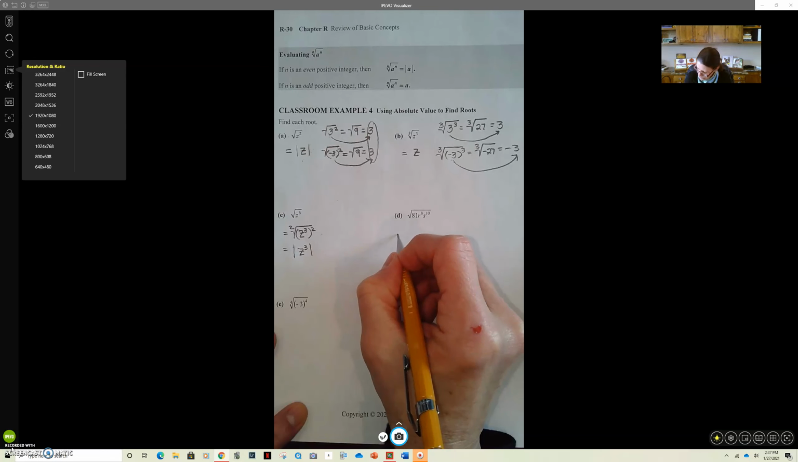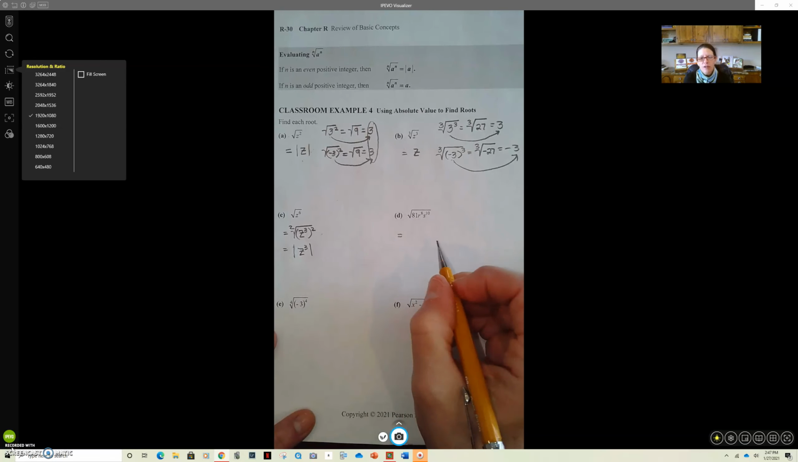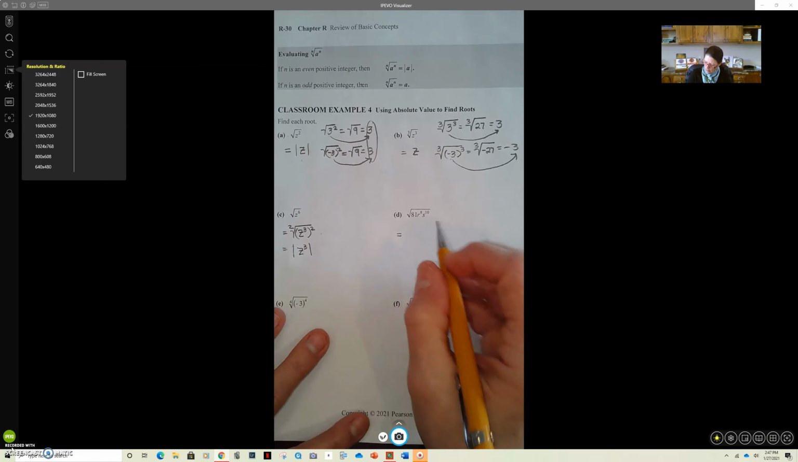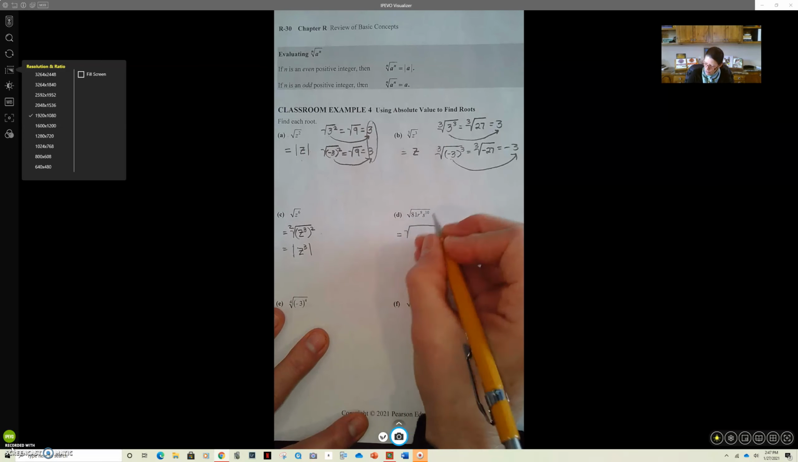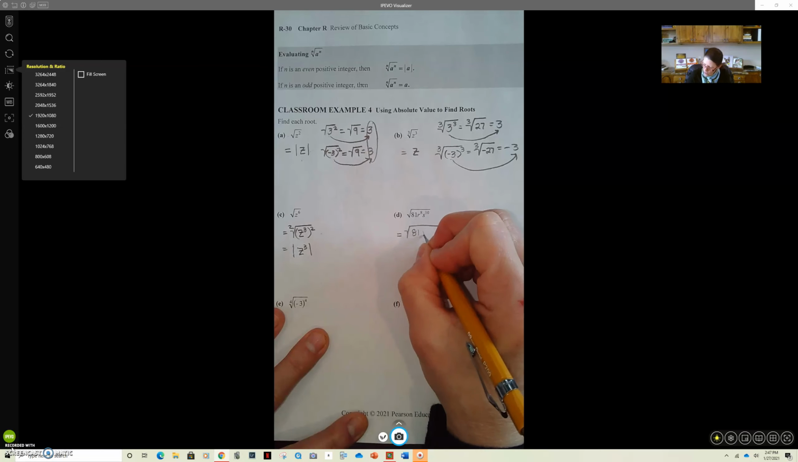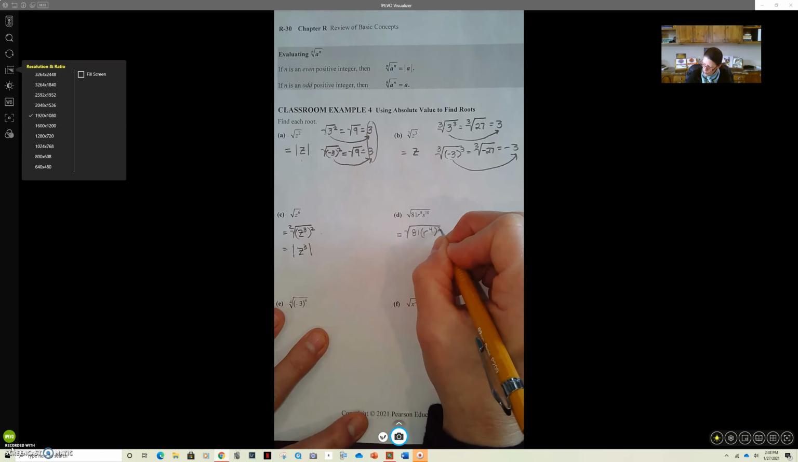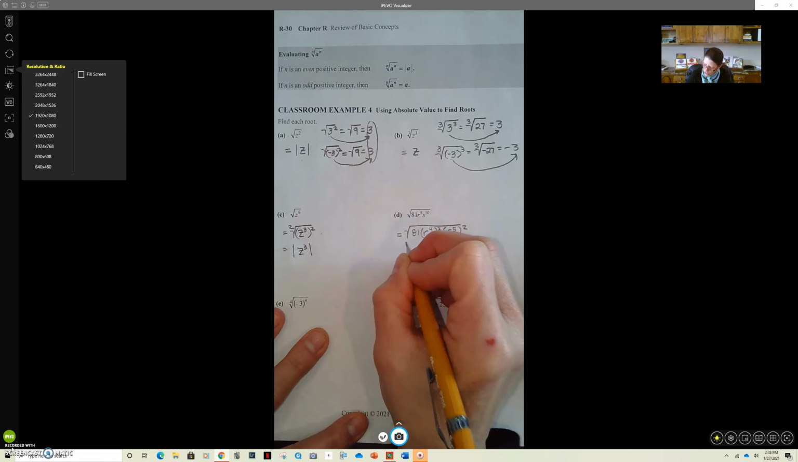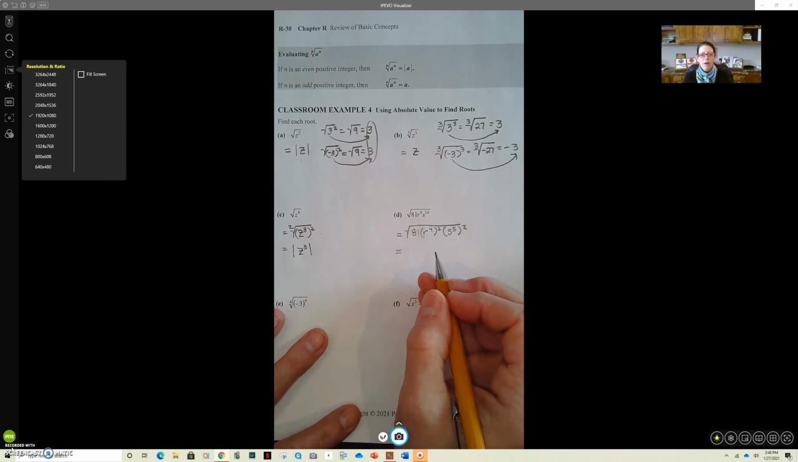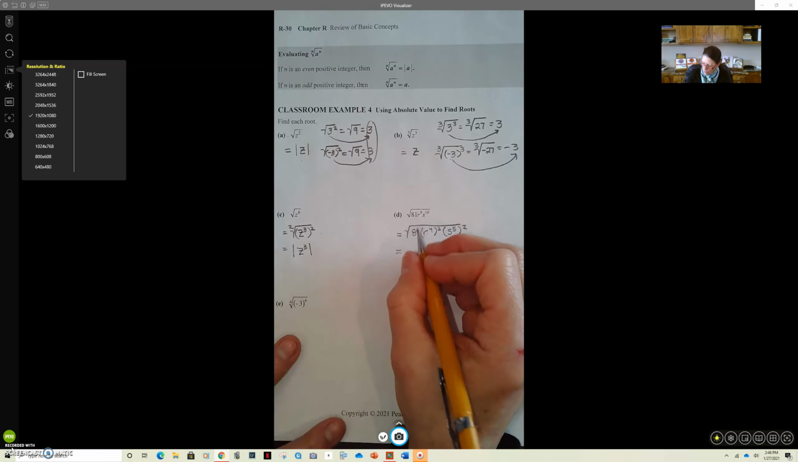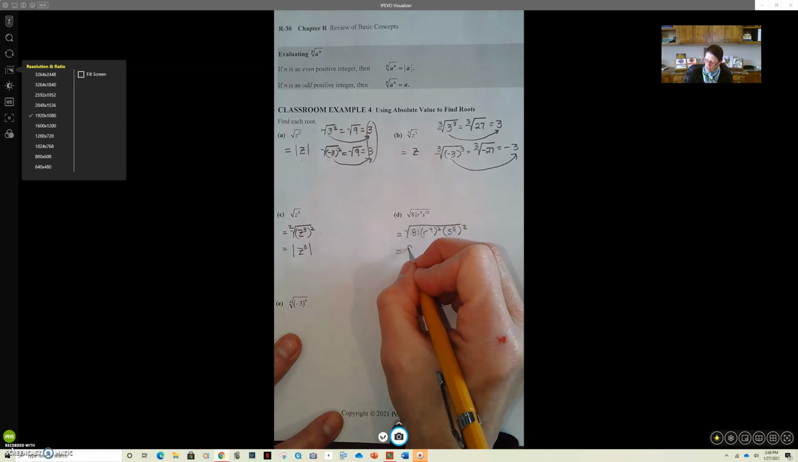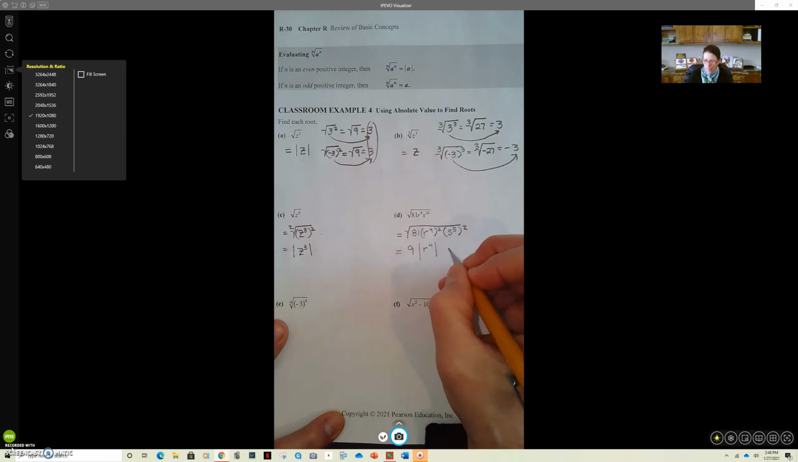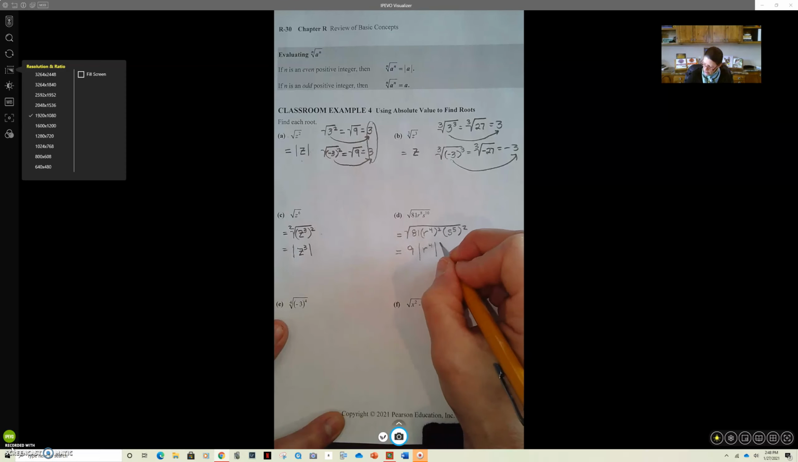In part D, we've got the square root of 81 r to the 8th, s to the 10th. And once again, let's take an intermediate step and write this as the square root of 81, r to the 4th quantity squared, and s to the 5th quantity squared, just so we can see exactly what is being squared. Now the square root of 81 is 9. The square root of r to the 4th squared is the absolute value of r to the 4th. And the square root of s to the 5th squared is the absolute value of s to the 5th.